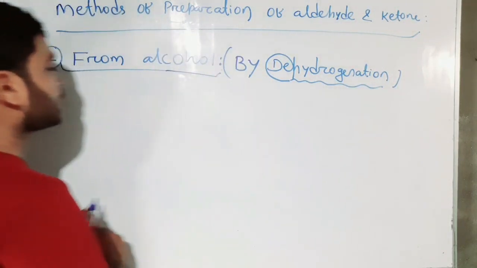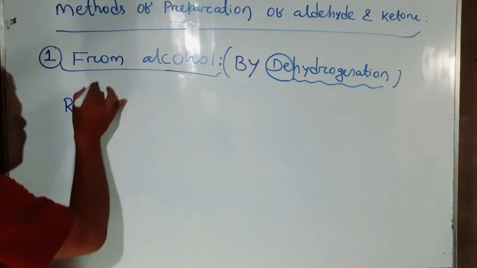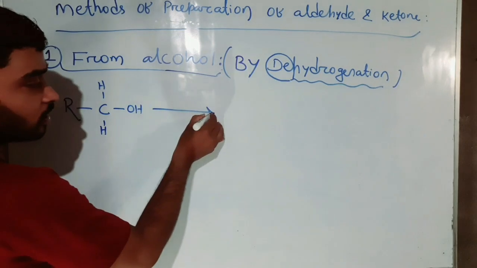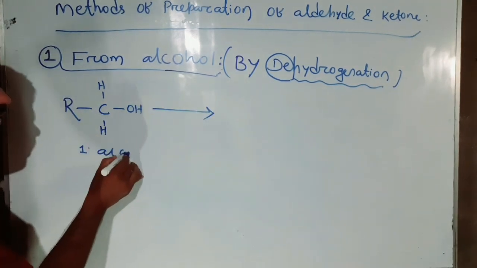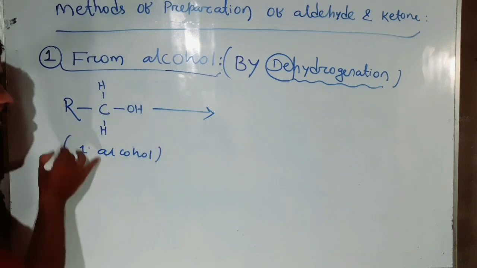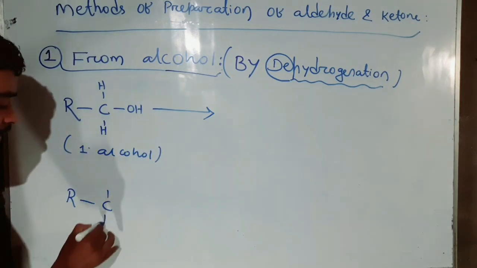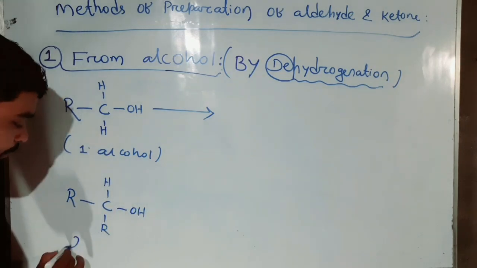I am writing the general formula of alcohol. That means I am writing at a time the general formula for primary alcohol and secondary alcohol here. First I have written the primary alcohol formula. It is the formula for primary alcohol, and the secondary alcohol has the general formula R2CHOH. It is the secondary alcohol general formula.